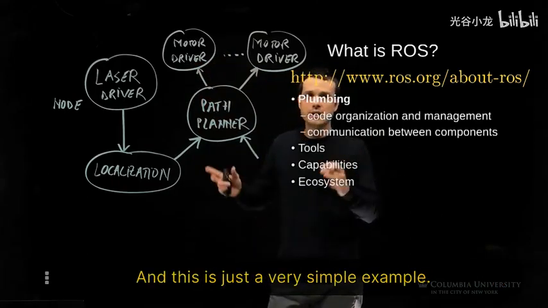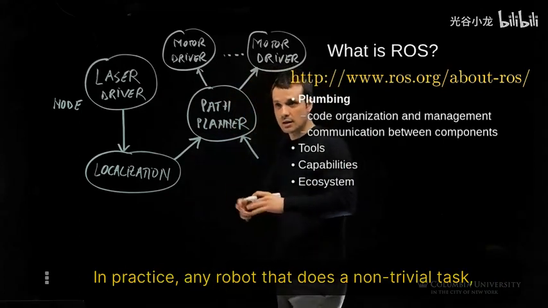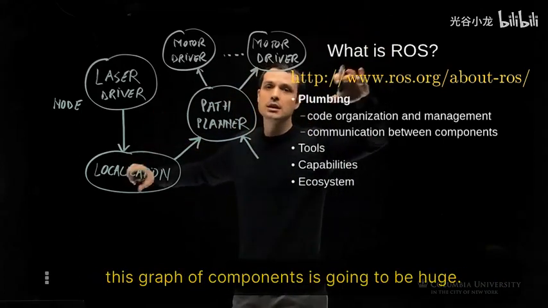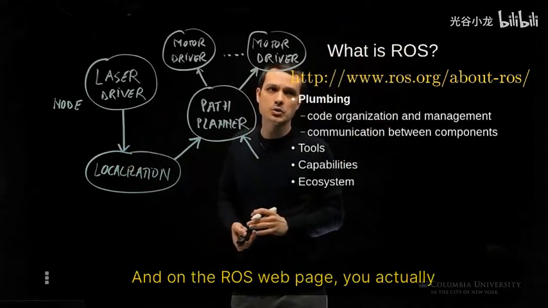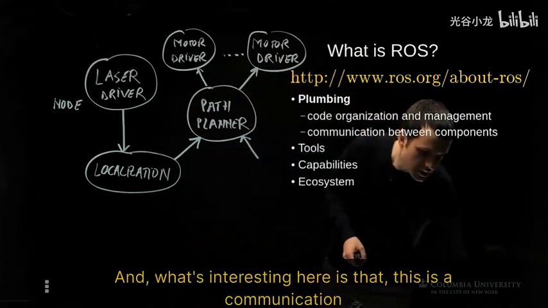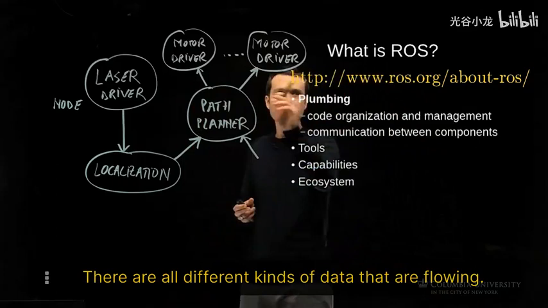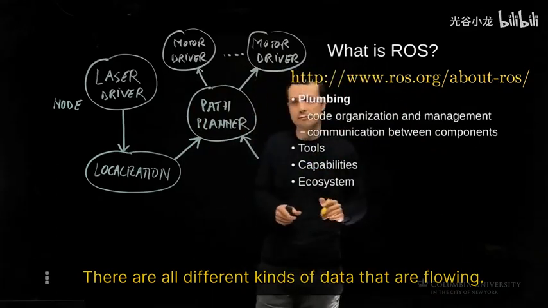And this is just a very simple example. In practice, any robot that does a non-trivial task, this graph of components is going to be huge. And on the ROS webpage, you'll actually see examples of graphs like this. What's interesting here is that this is a communication graph. There are all different kinds of data that are flowing, right?